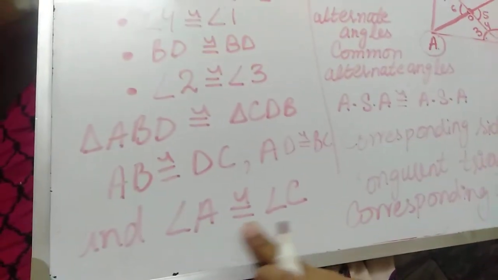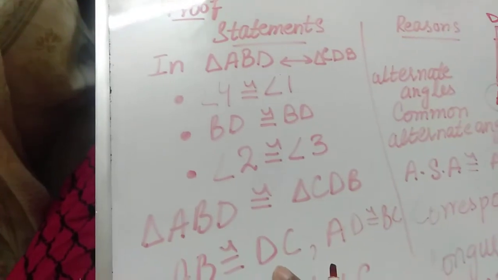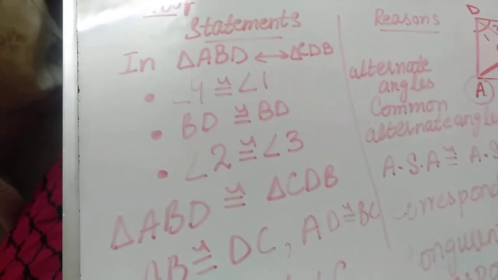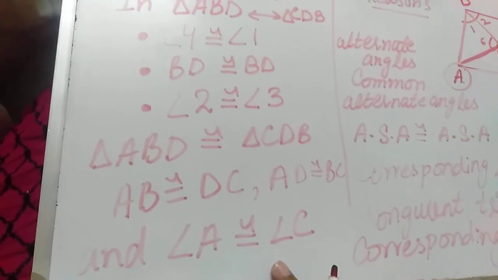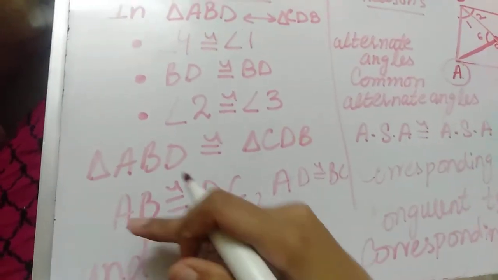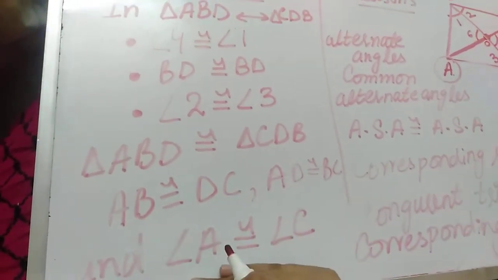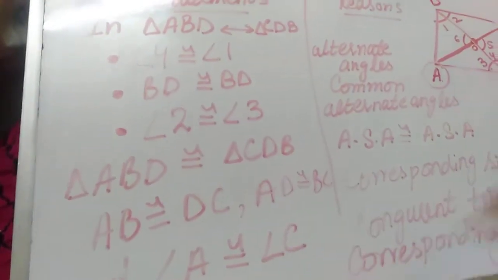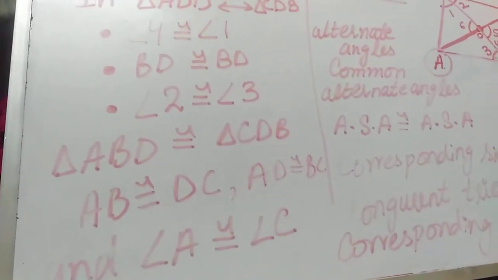The reason for this point is that corresponding angles of congruent triangles are congruent, and here we are using the reason corresponding sides of a congruent triangle. Now move towards further steps. Remember this point, because till here we have proved our first point. This point will be used in the next part of the theorem. So I will write this step again.